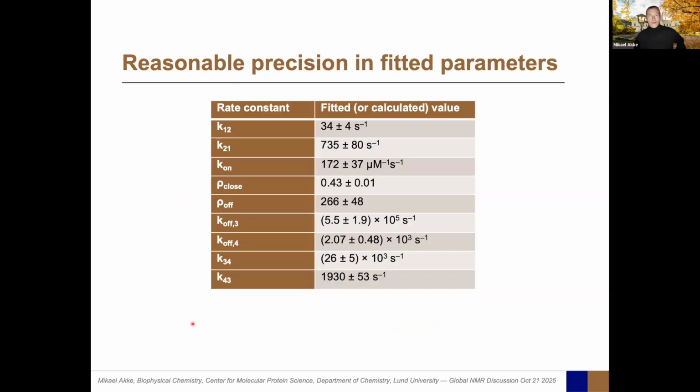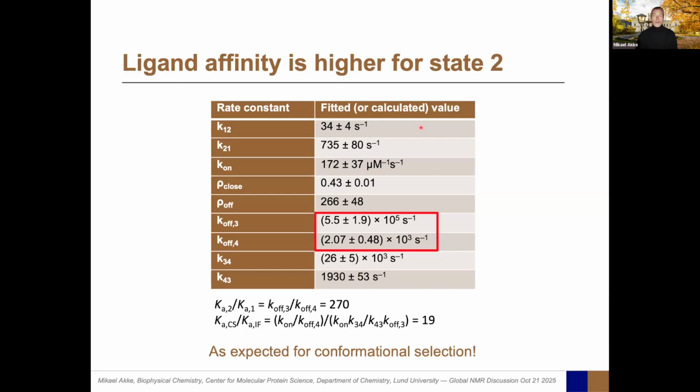Okay, so here are the results, all the fitted parameters. And you can see that we have pretty good precision in the parameters. They're maybe 4 to 20% error for most of them, in some cases even lower. And from this data, we can actually extract a wealth of information about the system, some of which is quite surprising. But let's start just by looking at these two rates here, the off rates from the two sites.